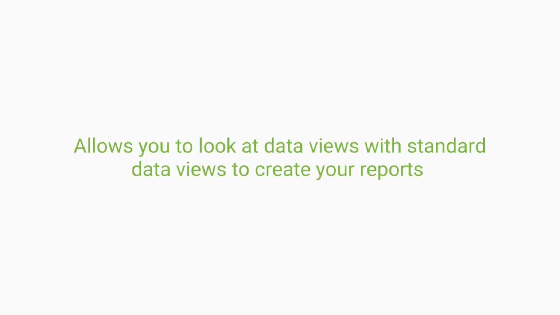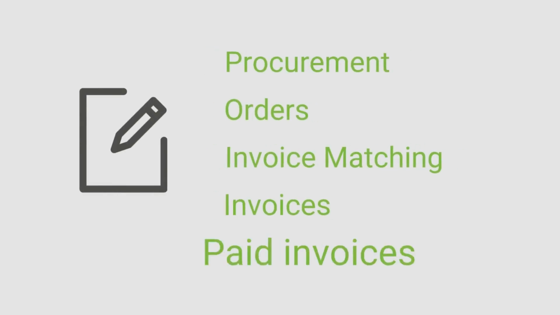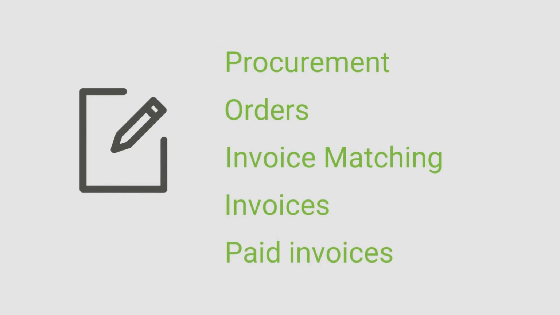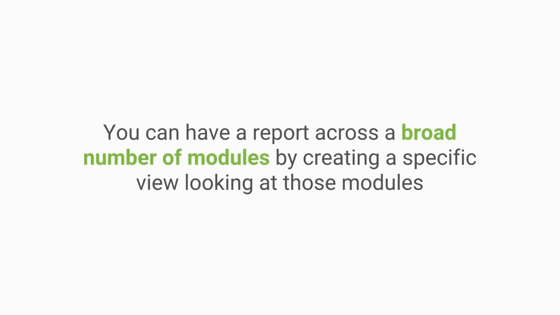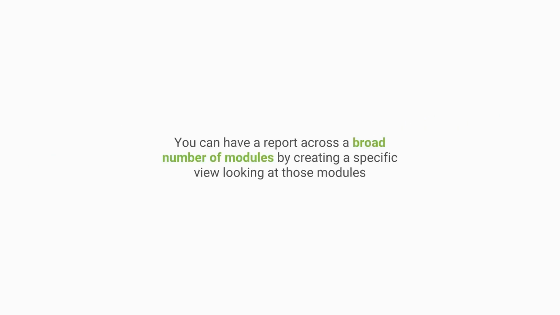So Unit 4 decided that they would extend metadata, and they introduced something called generic browse. Generic browse allows you to look at data views with standard data views to create your reports. With metadata, if you've got the skills on board within your own organization, you can create your own SQL views and create complex reports, not just looking at financials, but across all the different modules. So, you could create a report that's looking at procurement, the orders, looking at invoice matching, the invoices, and looking in financials to see the paid invoices. You can have a report across a broad number of modules by creating a specific view looking at those modules. So there is room for improving reporting.